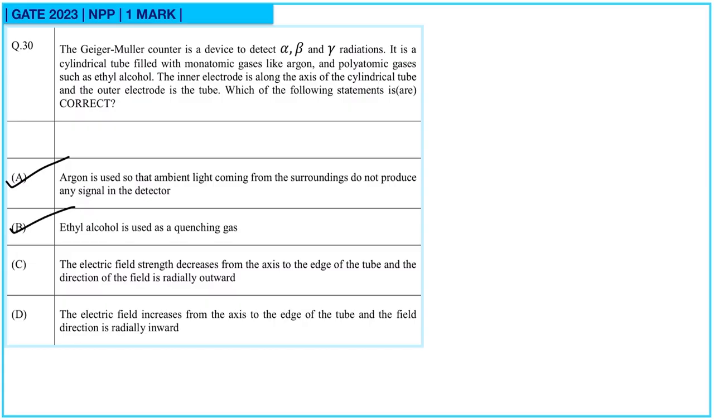Ethyl alcohol is used as quenching gas. Correct. The electric field strength decreases from the axis to the edge of the tube and the direction of field is radially outwards. Correct. The electric field increases from the axis to the edge of the tube and the field is radially inward. No. So here option A, B and C are correct.